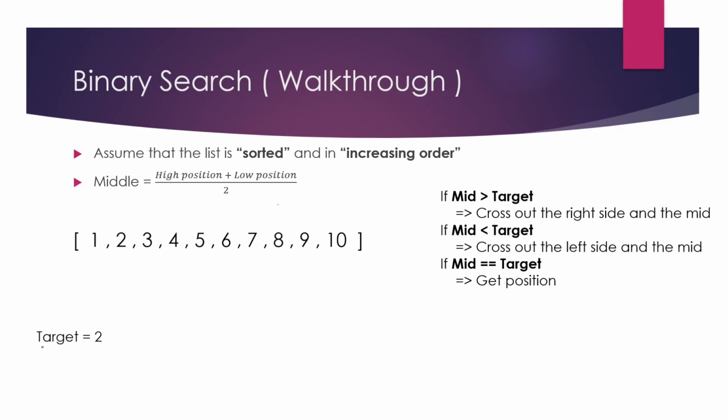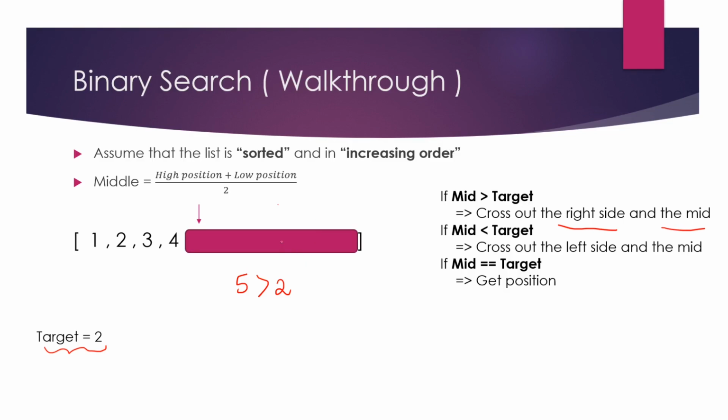So now, let's say your target is going to be number 2. Again, at the beginning, you're going to find the middle starting point, which is number 5. And now, you're going to compare number 5, which is your middle starting point, with your target, which is 2. So 5 is greater than 2. So the algorithm says to cross out the right side and the mid number. I cross out the right side and the mid number. And it's going to look like this.